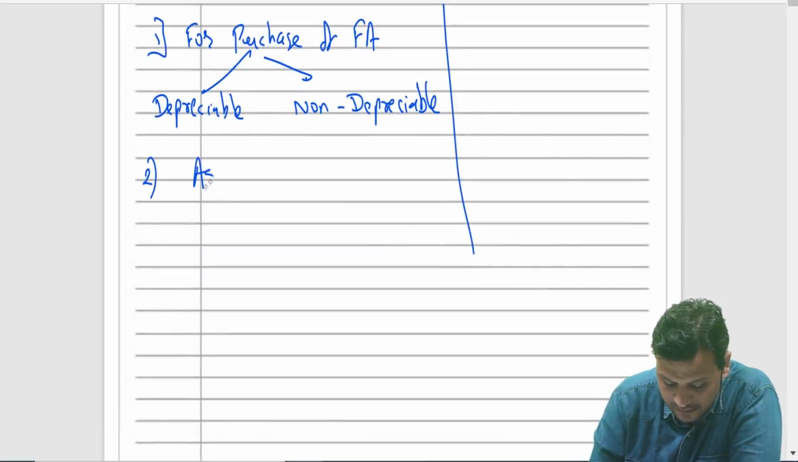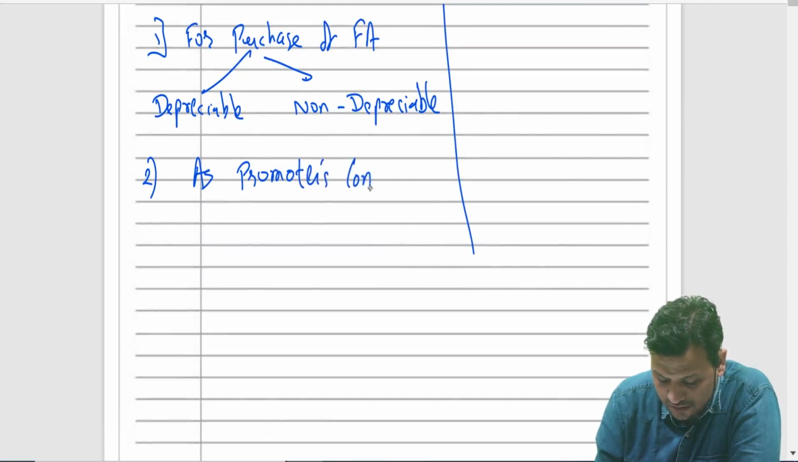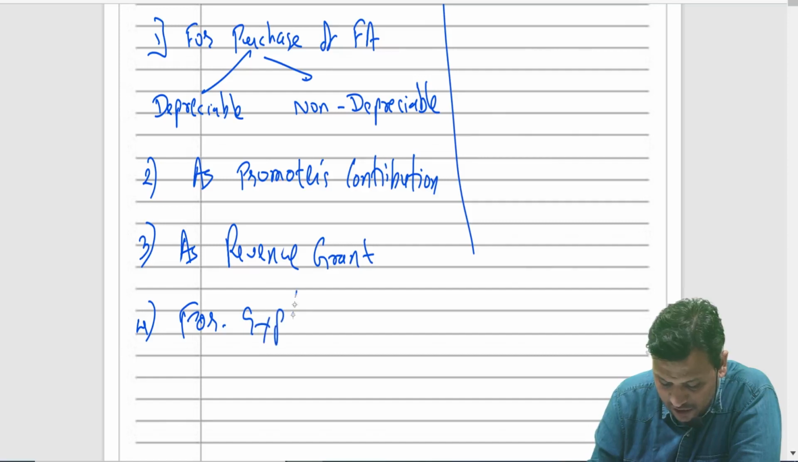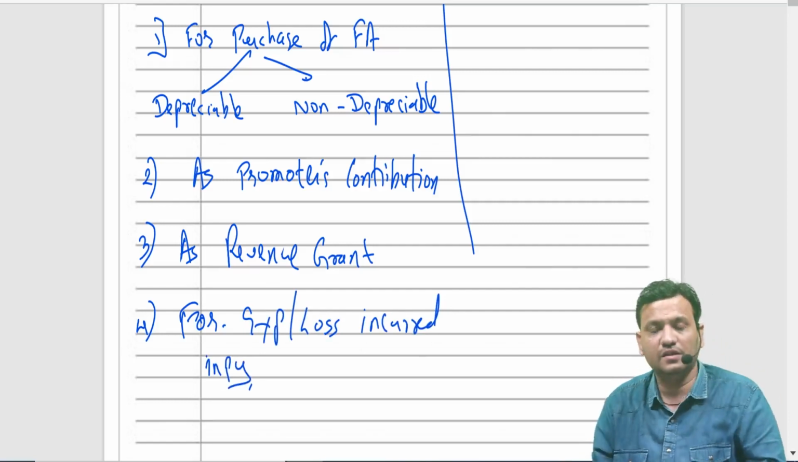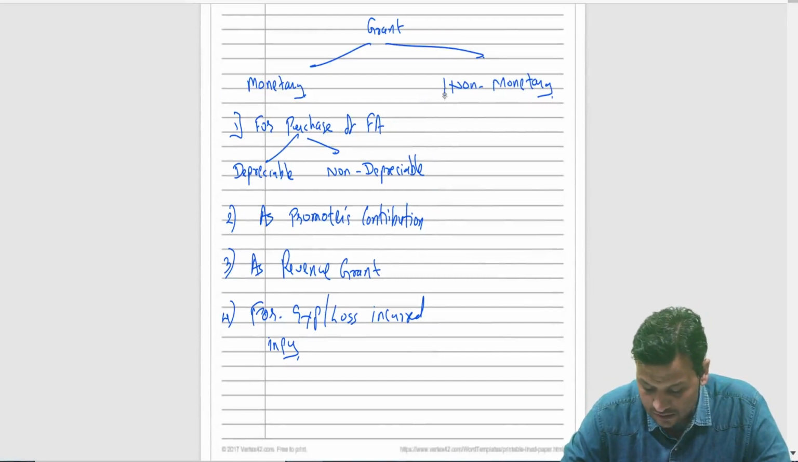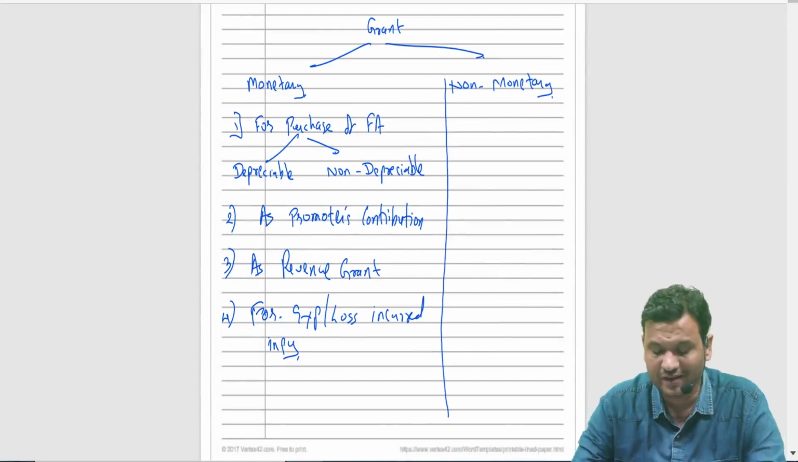Second, as promoter's contribution. Third, as revenue grant. And fourth, for expense or loss incurred in previous year. These are the four bifurcations we can have as far as monetary grant is concerned.